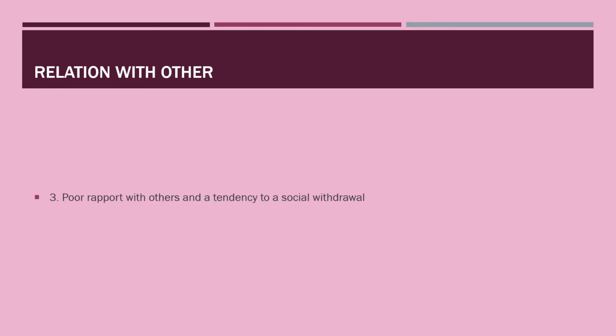Number 3, they cannot form relationships with others. Even if they form them, they can't build rapport, they don't build trust. You don't know what they are thinking, what they will be doing. They have very poor rapport with others, and their relationships thus suffer, and there is a tendency for them to just go into social withdrawal.